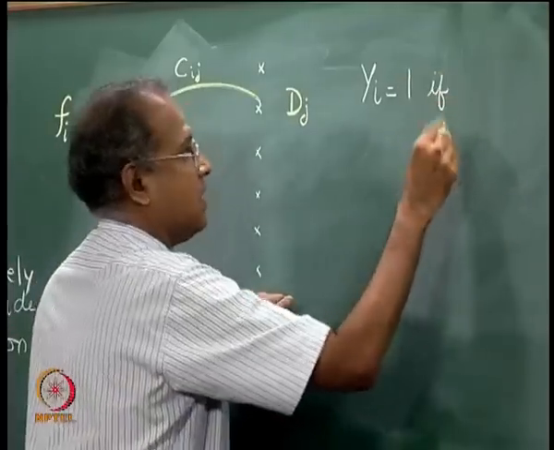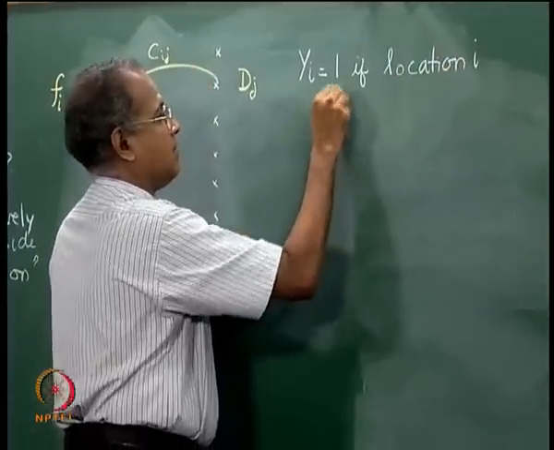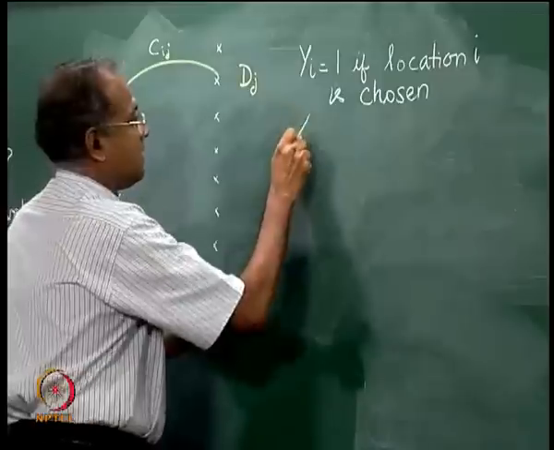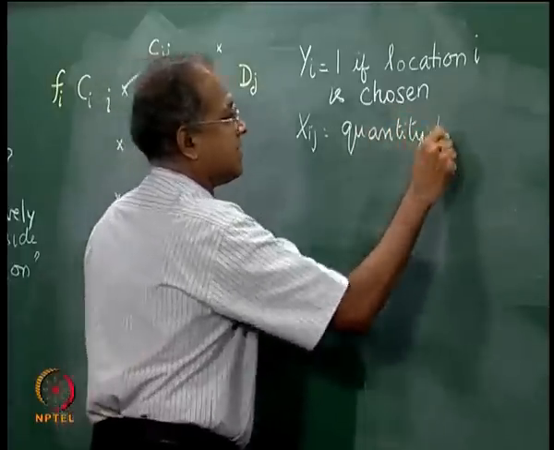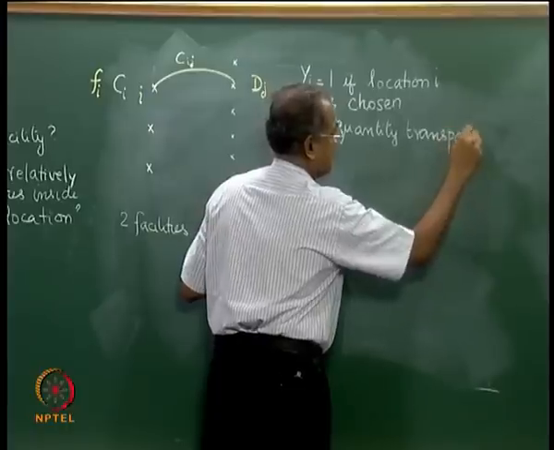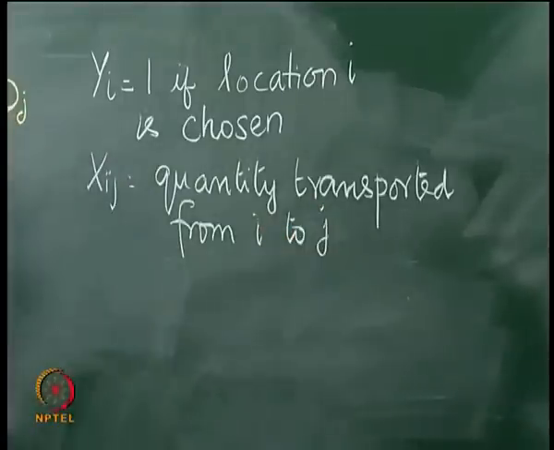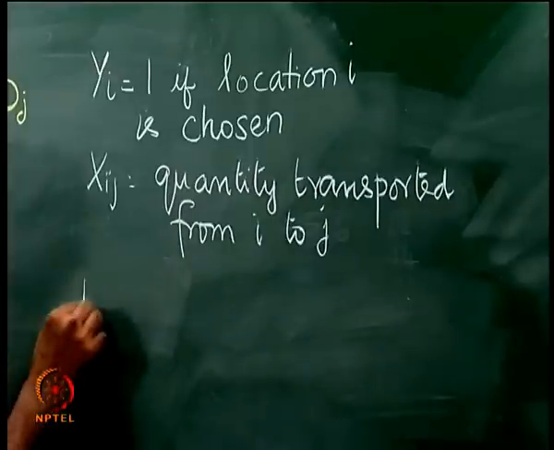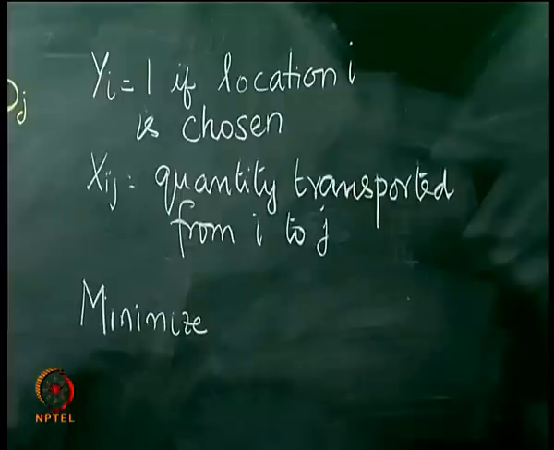Yi equal to 1 if location i is chosen, and Xij is the quantity transported from i to j. So the objective function has 2 costs: costs of location and costs of distribution.